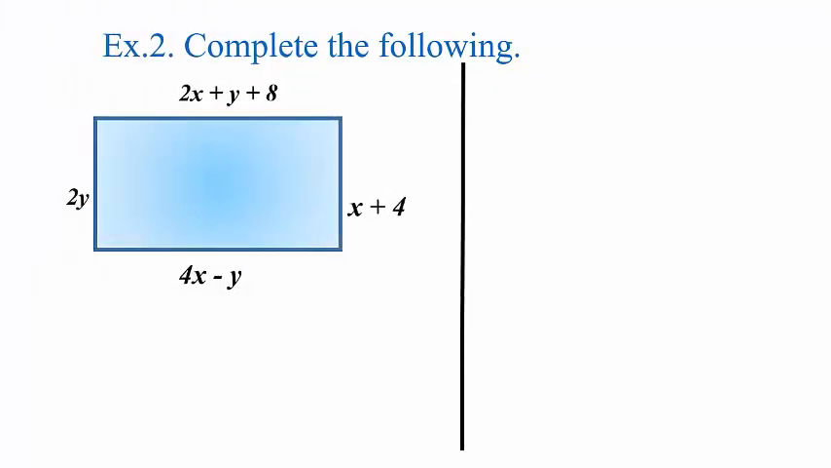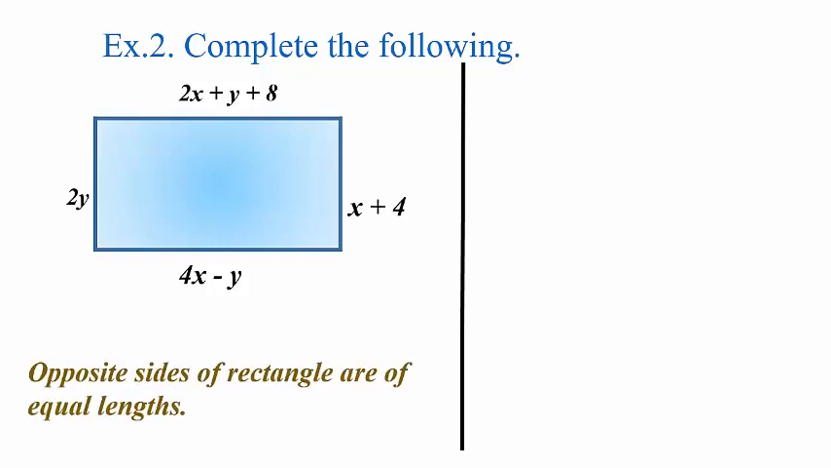Now we are going to solve this example. Now the variables are already there, x and y. We want to find out the conditions and obtain the equations. Now there is a rectangle, and we know the property of a rectangle: opposite sides of a rectangle are of equal lengths. So opposite sides are equal. So here we take 2x plus y plus 8 and 4x minus y as the lengths of the rectangle, and 2y and x plus 4 as the breadth of the rectangle.